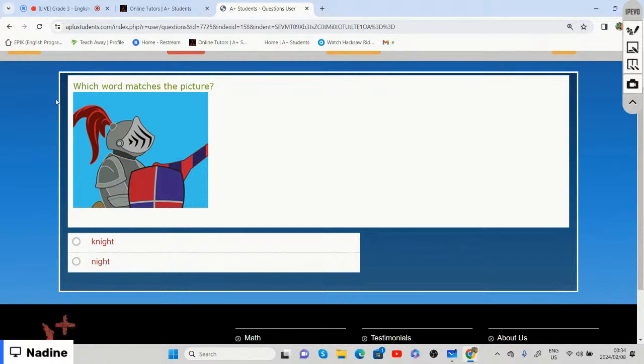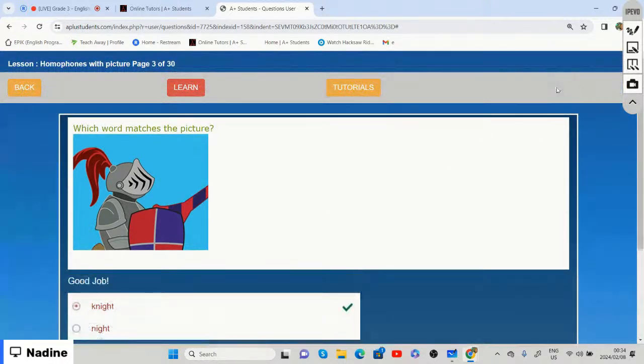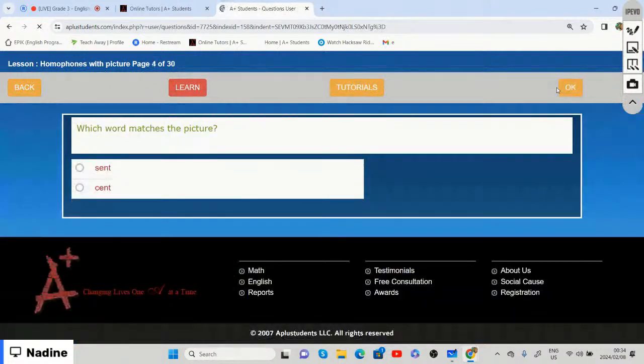All right, so if we choose the correct word to match the picture, we will choose the first word, knight, right? Which is a soldier who fights and protects, let's say, the palace and the prince and the princesses. So that is a knight. The second word, night, is like saying when the sun has set, it is nighttime, right? And the first option is correct. So well done, guys. Knight with the K is correct.